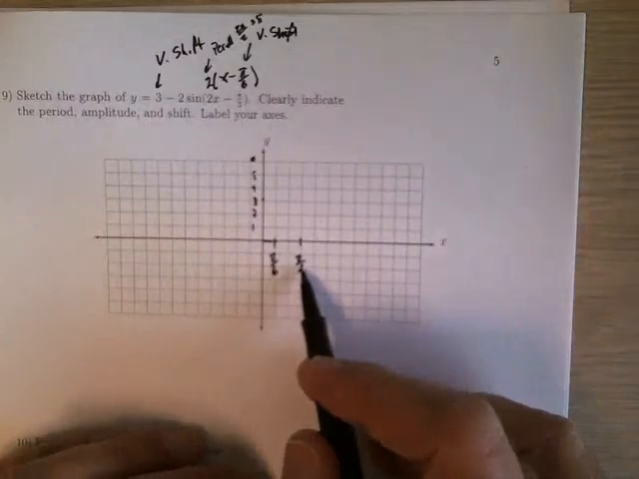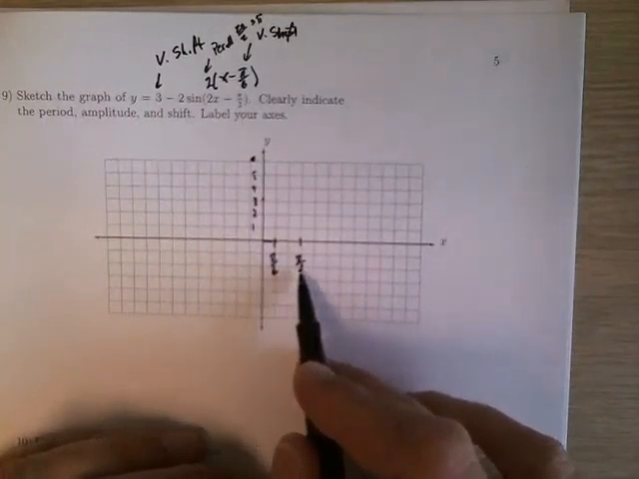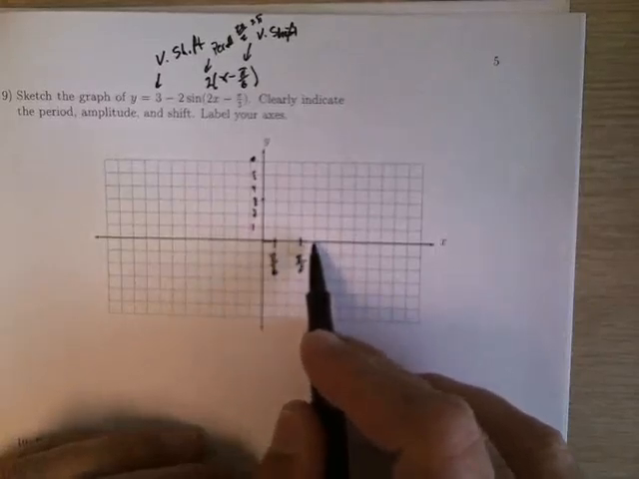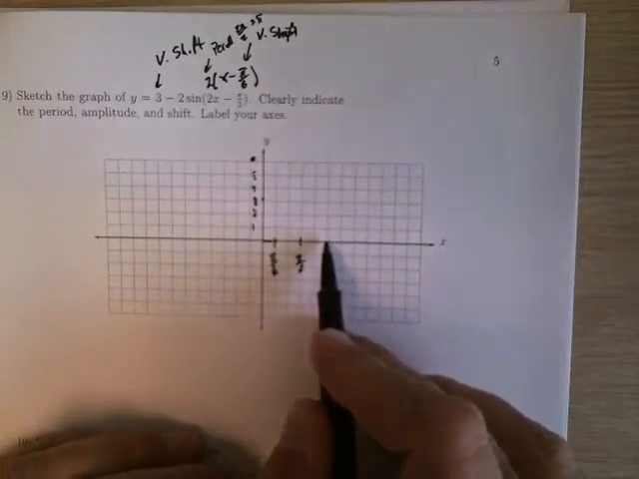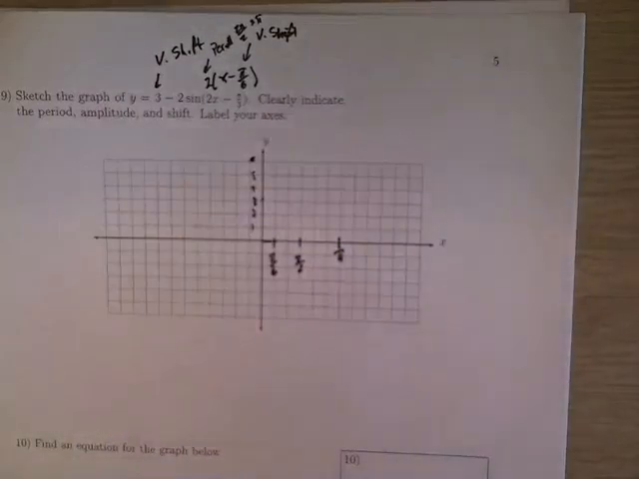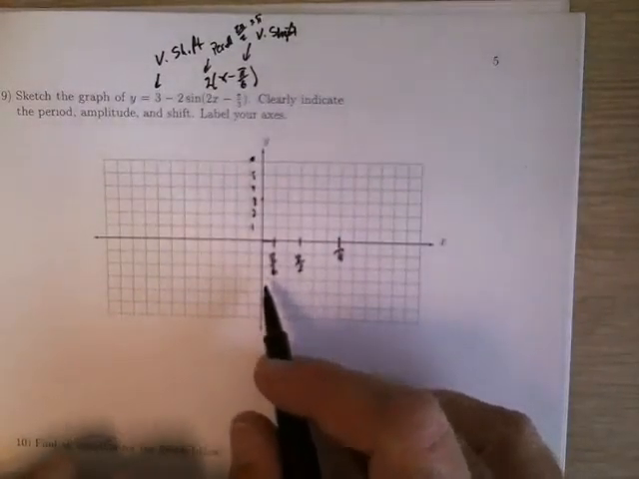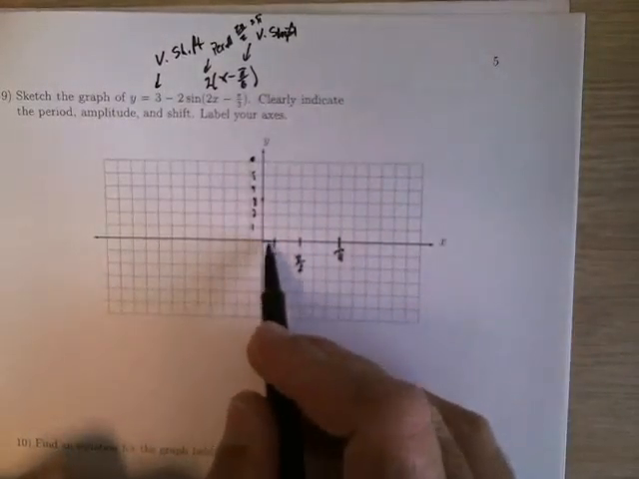I saw one person label this as pi over 4. If that's pi over 6, there's no way this could be pi over 4. It's 3 pi over 6s. This is 4 pi over 6s, 5 pi over 6s, 6 pi over 6s. 6 pi over 6s is pi right there. Okay, the labeling of the axis needs to be consistent. You tell me how big one is.